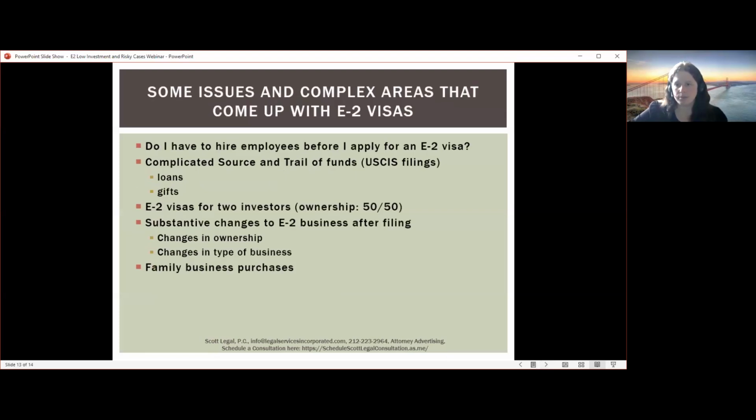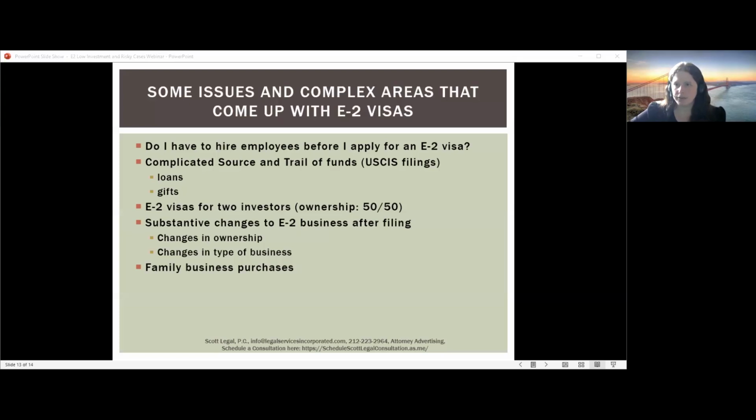All right, so some complex areas that come up for E-2 visas. Do you have to hire employees before you apply? I touched on this earlier, and the answer is no. There is no requirement that you hire the employees before you apply. However, it is helpful. It certainly does strengthen the application. And as discussed, there may be some consulates, often ones who are just not as familiar with individual entrepreneurs and smaller businesses, who may really insist on this or really want it before you apply. So it can be helpful.